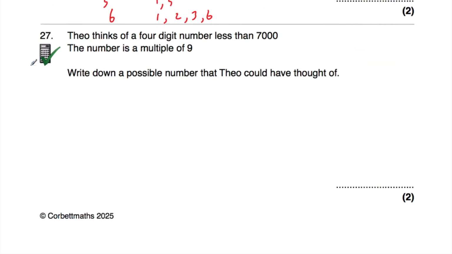Okay, let's look at our next question, question number 27. Question number 27 says, Theo thinks of a 4-digit number that's less than 7,000. And the number is a multiple of 9. Write down a possible number that Theo could have thought of. Okay, so this is a calculator question, so you could just type in a 4-digit number and divide it by 9. And if it comes up as a whole number, for instance, if you choose a number such as 1,476 and you divide that by 9, you get an answer of 164. And because that means that 9 goes into 1,476 164 times exactly without a remainder, that means that 1,476 is a multiple of 9. It's divisible by 9, so that means it's a multiple of 9. So that's one possible option, 1,476.